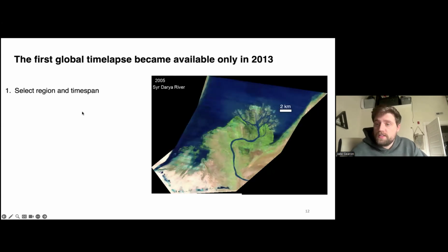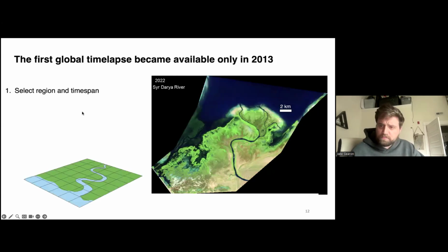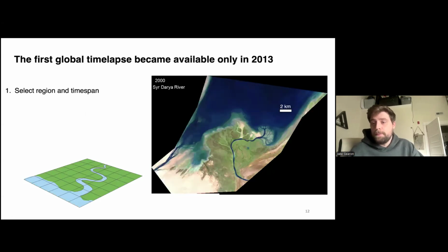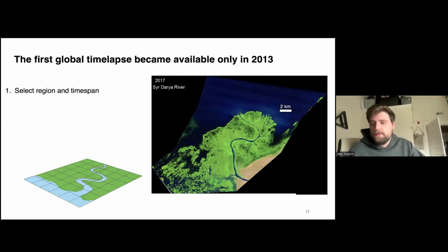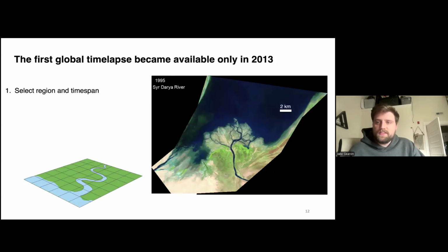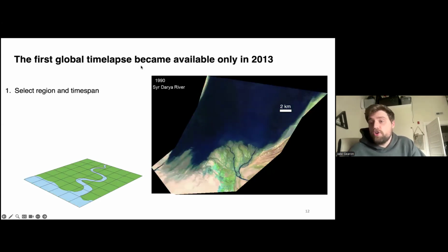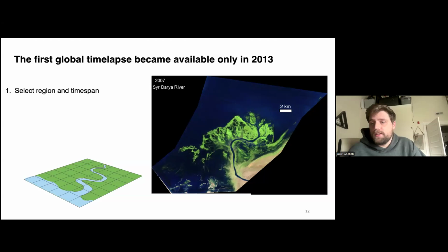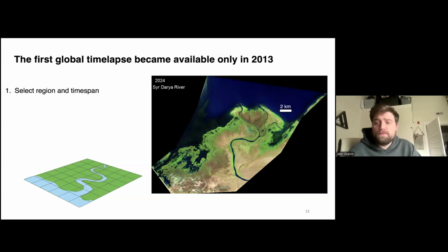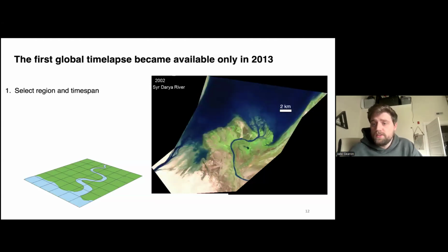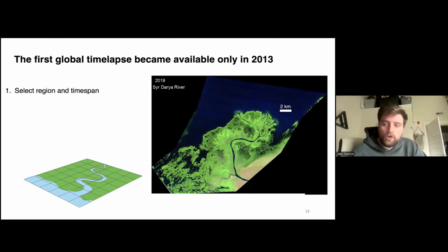So once you select a region and time span, how this works is that we have a stack of images to work with. Let's say we select this Syr Darya region and we want to average over a year, right? Landsat takes about 23 to 25 images in a single year, so we have that amount of images to work with.